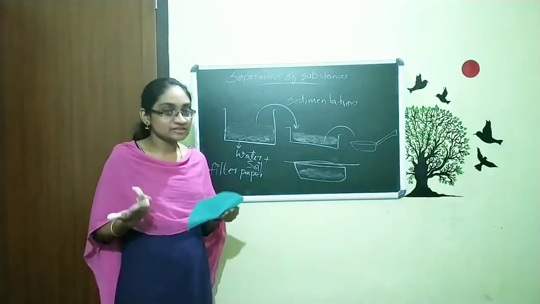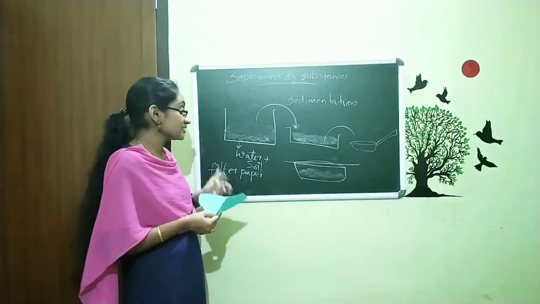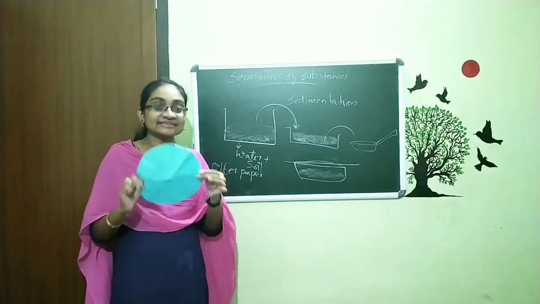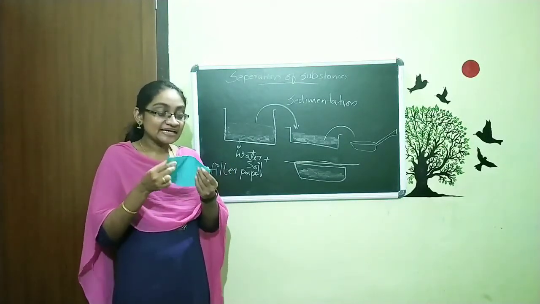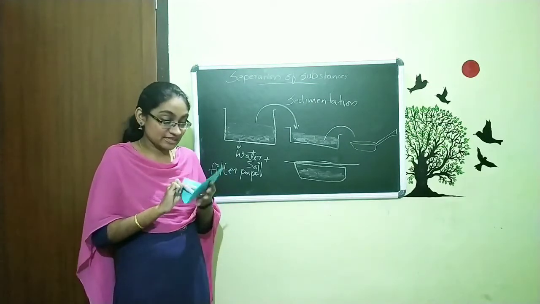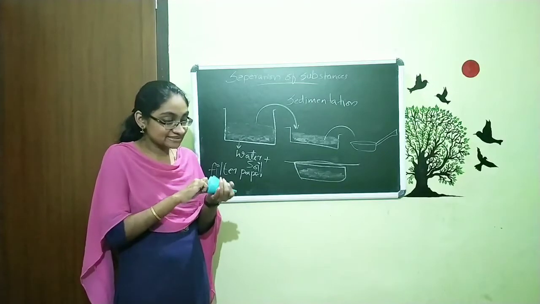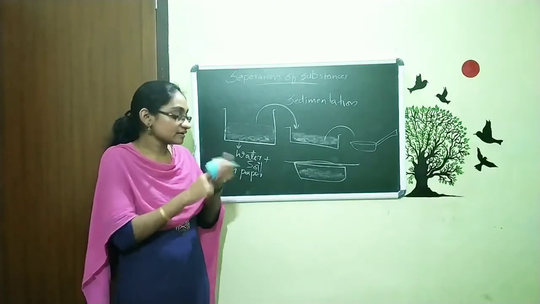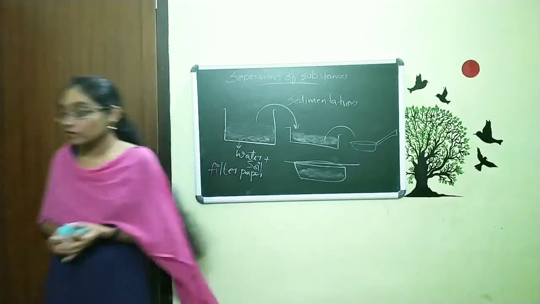Now in my hand there is no filter paper, so I am just demonstrating how we use the filter paper. Just take a filter paper, fold it, and then I am making a cone using this. Now you can see the light is not coming through this filter. So now we want to do that.